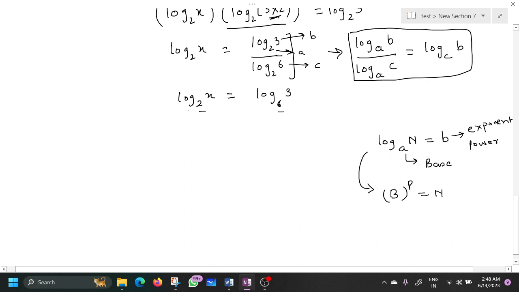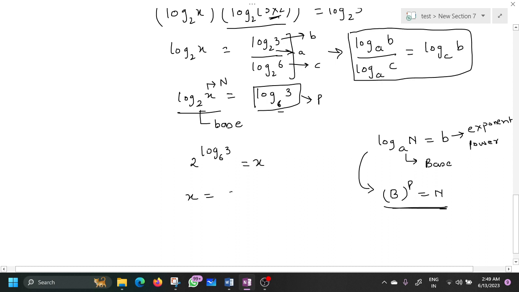So we have this type of equation here. The base is 2, n is x, and the power or exponent is this whole thing. So you can change it to base to the power, using this equation now. Base to the power means 2 to the power log base 6 of 3, and this will be equal to x. So x is equal to 2 to the power log base 6 of 3. This is the final answer of the question.